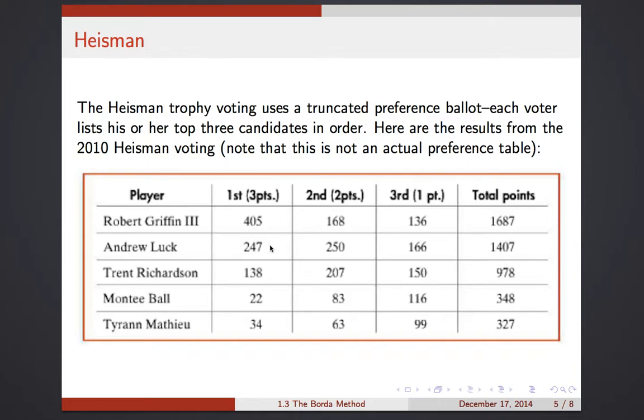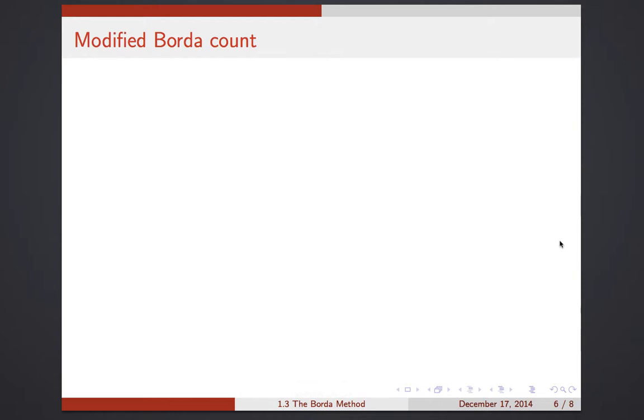He got 240 first place votes, and each of those was worth 3 points. He got 250 second place votes. Each of those was worth 2 points. 166 third place votes, and each was worth 1 point. So if you want to compute his score, you do 240 times 3 plus 250 times 2 plus 166 times 1, and you get 1407. Okay, but here's an example of Borda in the real world. This is how the Heisman Trophy is awarded. Okay, there are many variations of the Borda count, and I'll just show you one of them right now.